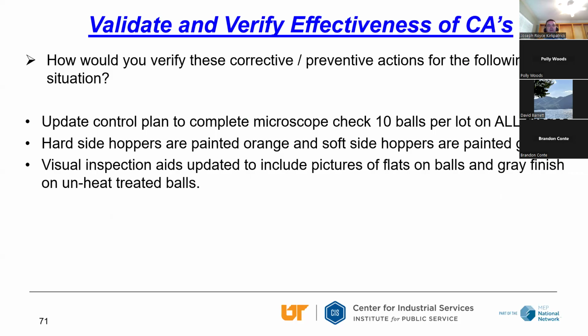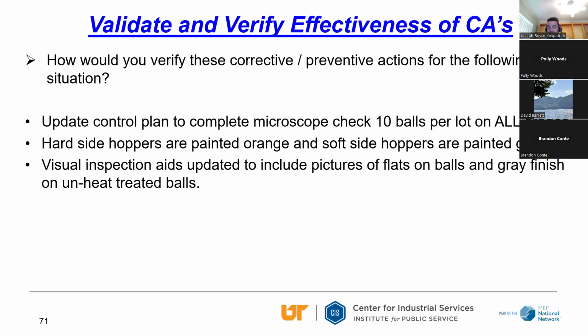How should you verify those corrective actions? Okay, so we may have had a corrective action where we updated the control plan to complete a 10-ball microscope check on all grades. We may have had a corrective action where hard side hoppers were all painted orange and soft side hoppers were all painted green. And maybe our corrective action also included doing a visual inspection. Aids were updated to include pictures of flat balls with gray finish of unheat treated balls. That may have been part of our corrective actions.